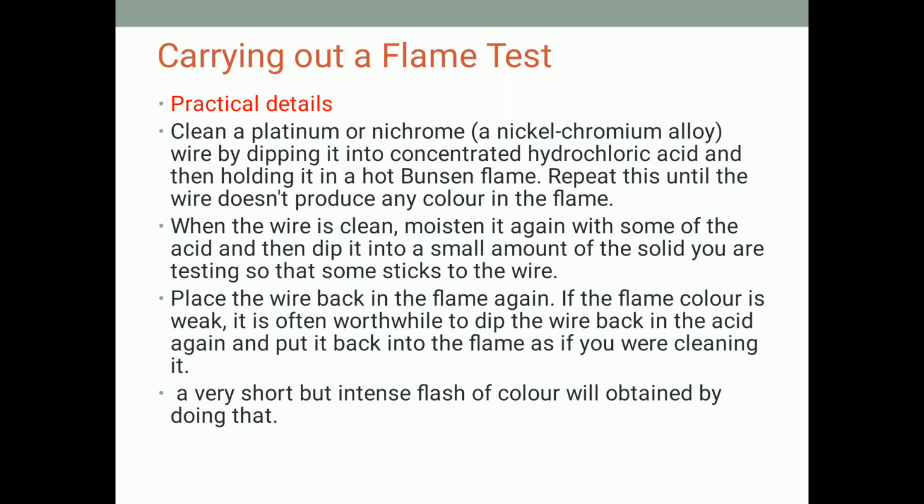When the wire is clean, moisten it again with some of the acid and then dip it into a small amount of the solid you are testing so that some sticks to the wire. Place the wire back in the flame. Again, if the flame color is weak, it is often worthwhile to dip the wire back in the acid again and put it back into the flame as if you were cleaning it. A very short but intense flame of color will be obtained by doing that.